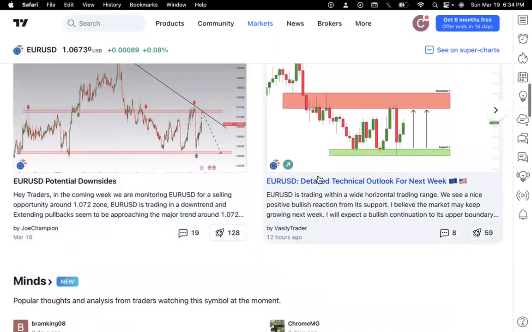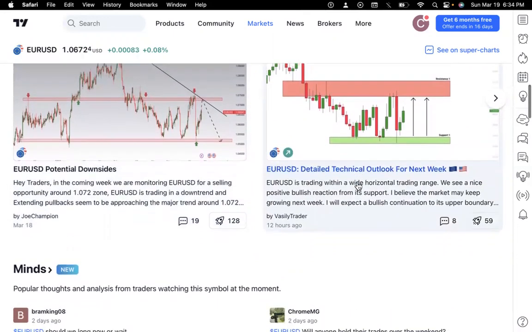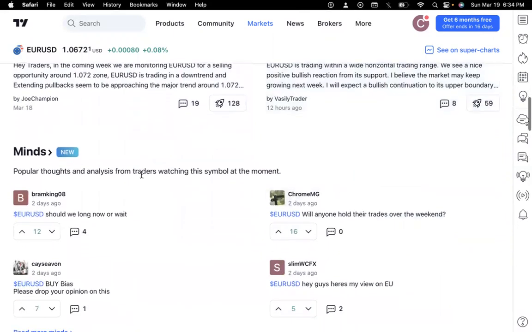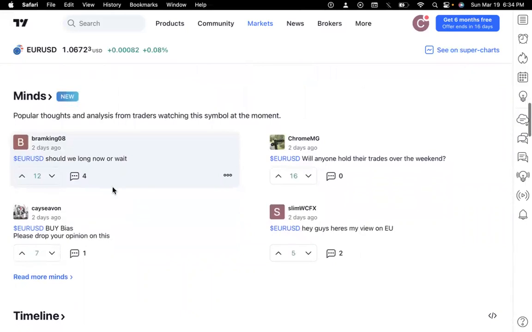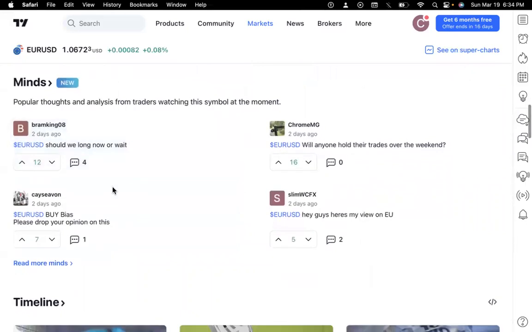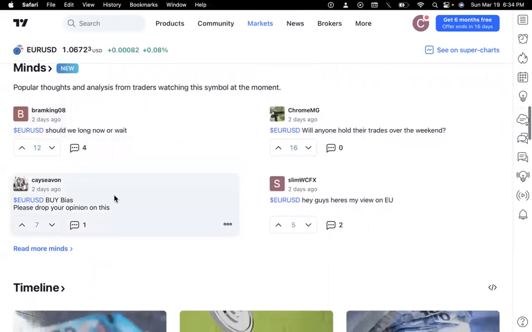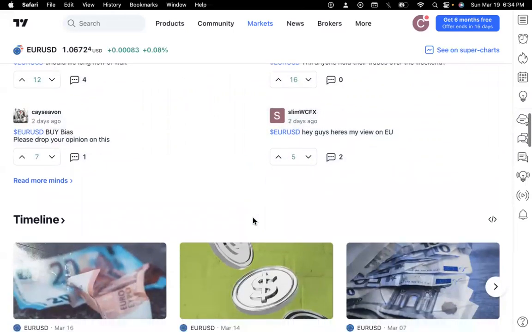And then we have somebody over here saying detailed technical outlook for the next week. This is new. So these are people who just pretty much, it's kind of like Twitter for TradingView. Instead of doing a whole chart analysis and making a video and doing all that stuff, they just say a little something and then they leave. So they basically put the dollar sign ticker like Cashapp, Euro USD. Should we wait now or go long? Please drop your opinions on this. Hey guys, here's my view on Euro USD. So it's like a quick little drop.